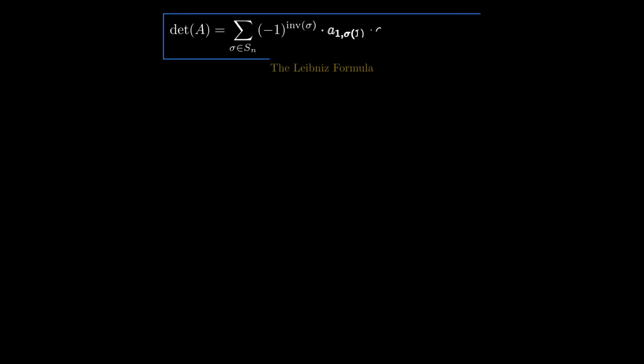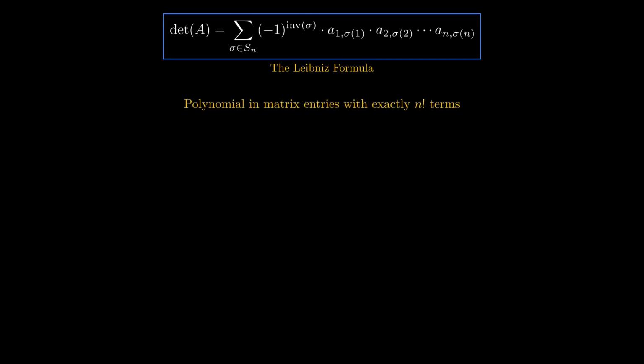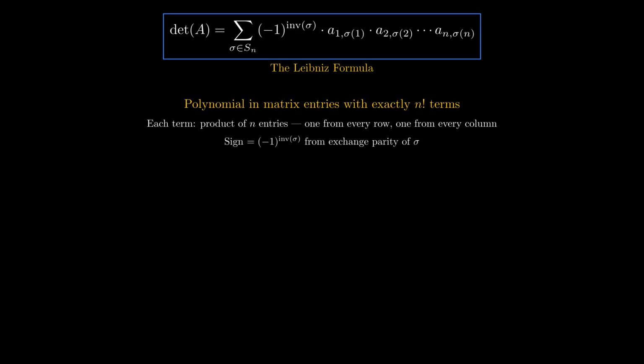The big formula is not how you compute determinants in practice. Cofactor expansion and row reduction are far more efficient. The formula's true value is conceptual. It reveals that the determinant is a polynomial in the matrix entries with exactly n factorial terms. Each term is a product of n entries, one from every row, one from every column, indexed by a permutation. The sign of each term comes from the exchange parity of that permutation.